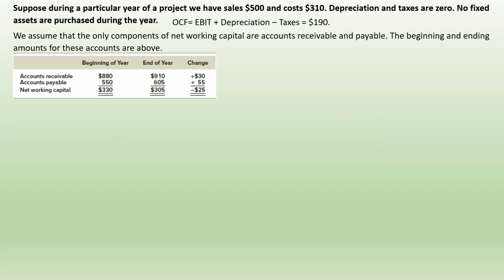Accounts payable is $605. The net working capital is the difference between accounts receivable and accounts payable, so the net working capital is $305. So we found that the change in net working capital is negative $25. The cash flow from assets is what?